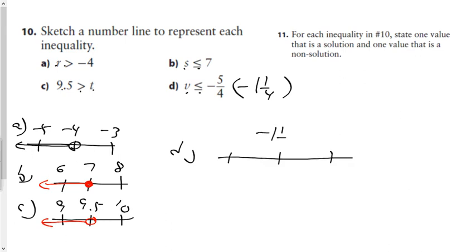Negative 1 1/4, negative 1, negative 1.5 would be good boundary points there going up by quarters. You can do whatever you want though, it doesn't matter. And all values less than or equal to, meaning closed boundary point, and that way. All of our arrows went that way, didn't they?